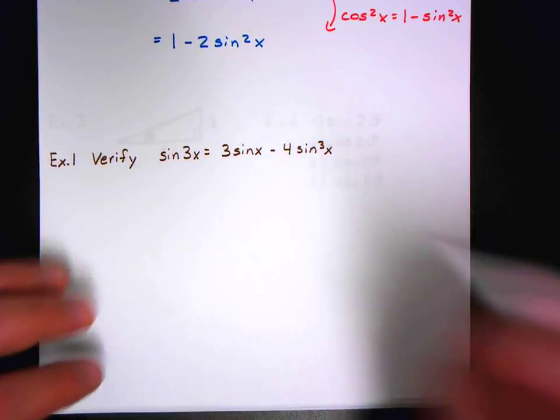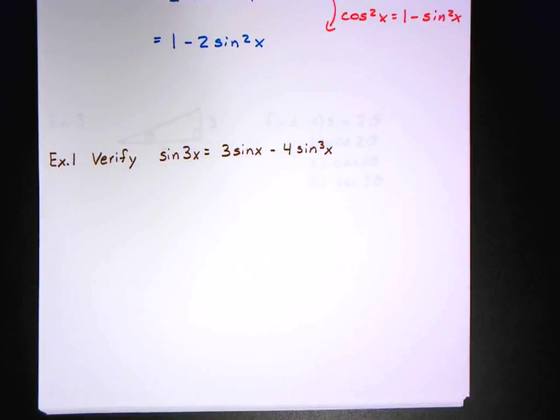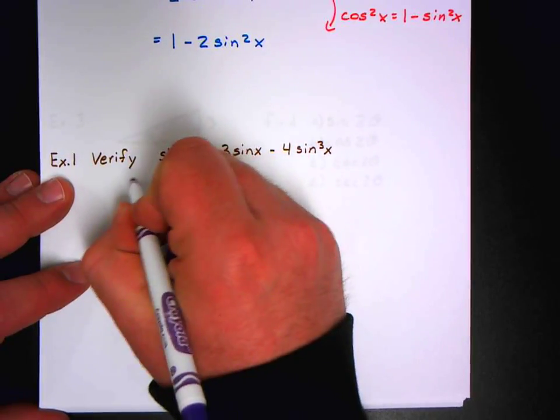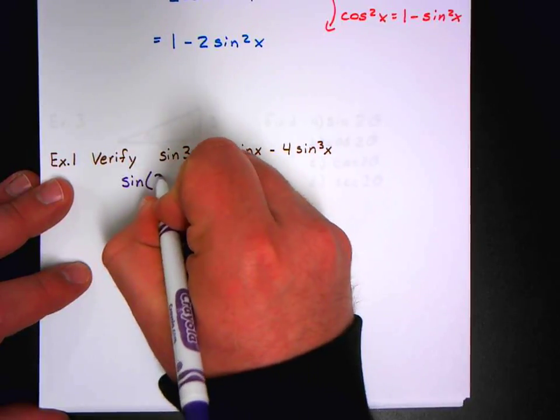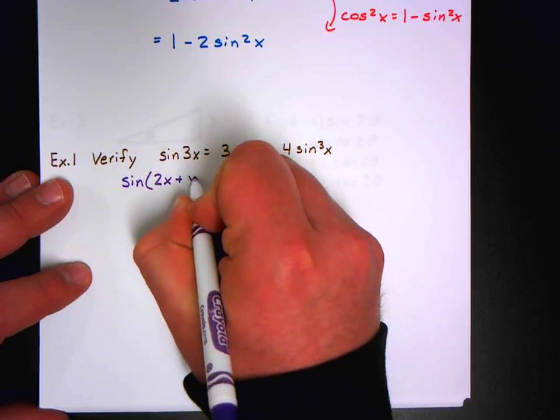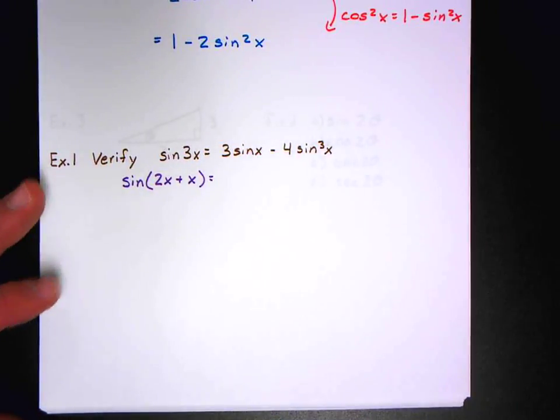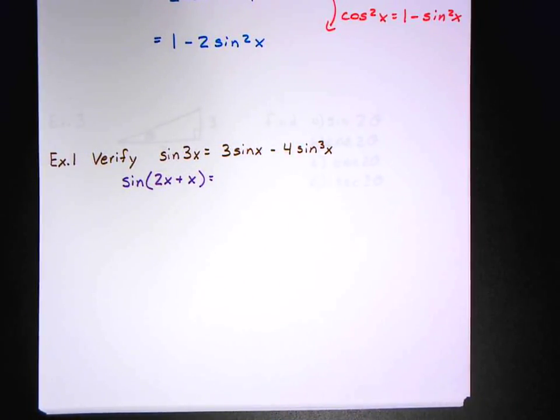Okay, so I don't have anything for a 3x. So how can I get it so I can use my formulas? Okay, that's exactly right. 3x is the same thing as 2x plus x. Okay, and now I have formulas to separate that, correct? We just did that on Monday.